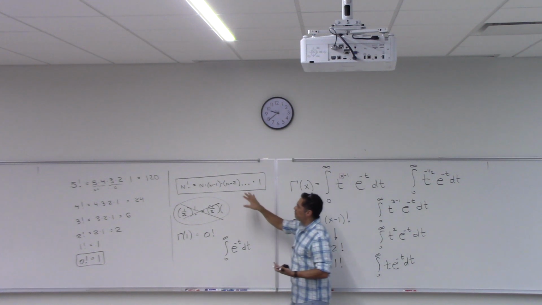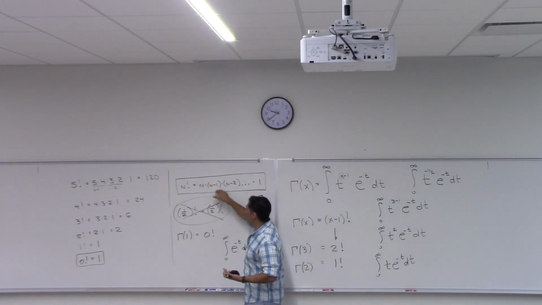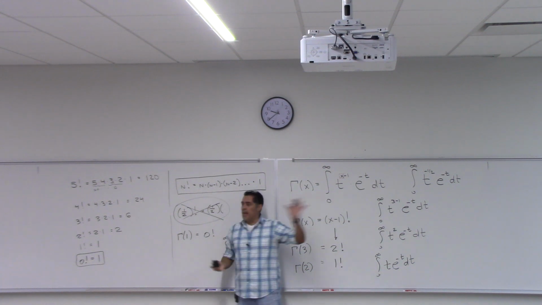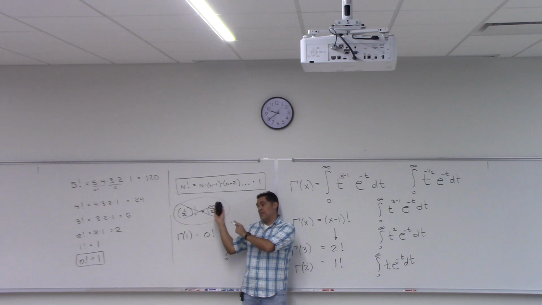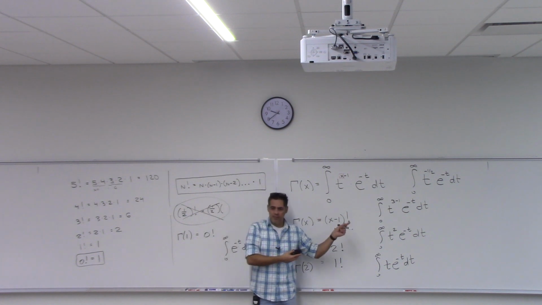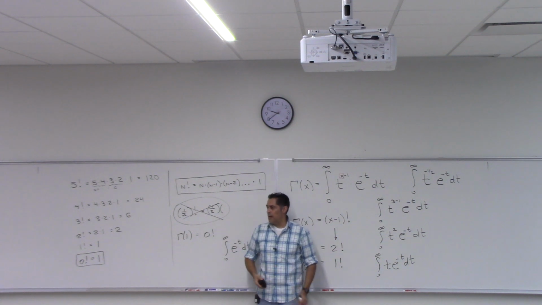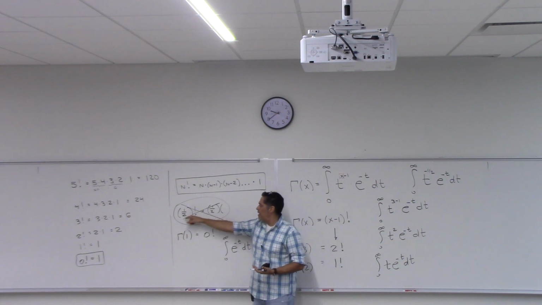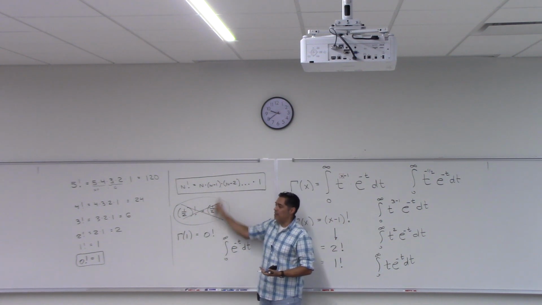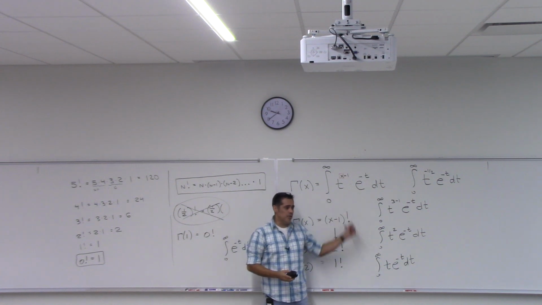You can't, this formula only works when you have non-negative integers. But gamma will give you the same answers as this, and gamma can handle fractions and negative numbers as well. So I'm not telling you that you can do 1/2 factorial this way. I'm telling you that you can do 1/2 factorial using gamma.